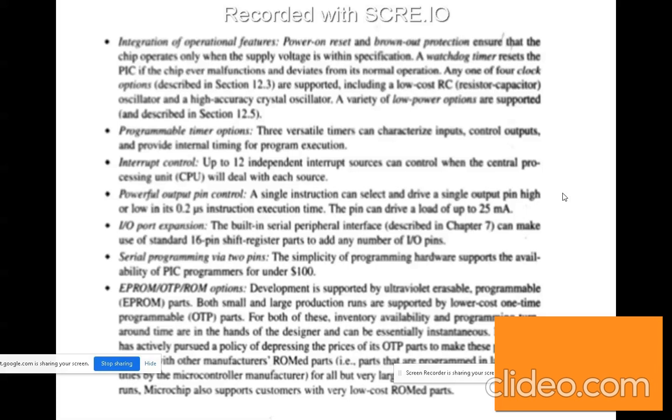And then interrupt control, up to 12 independent interrupt sources can control when the central processing unit will deal with each source. That means here 12 independent interrupt sources are available. Okay, what is interrupt? Any one of you? What is interrupt?